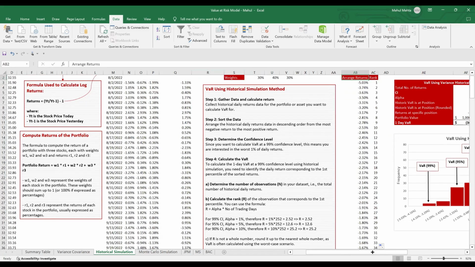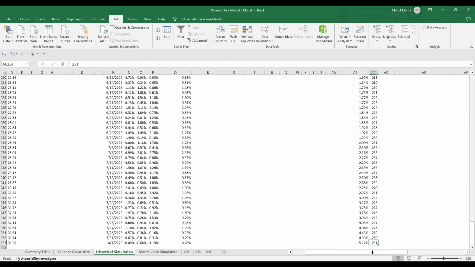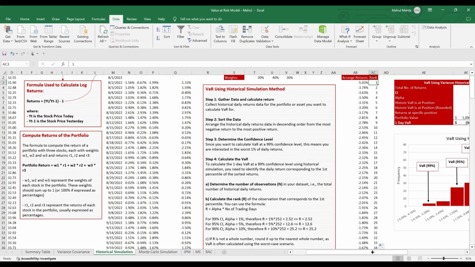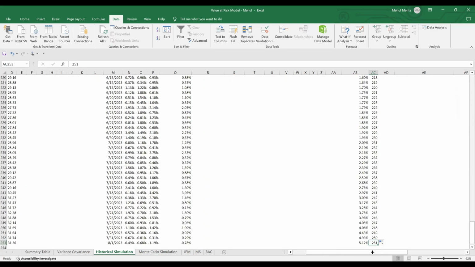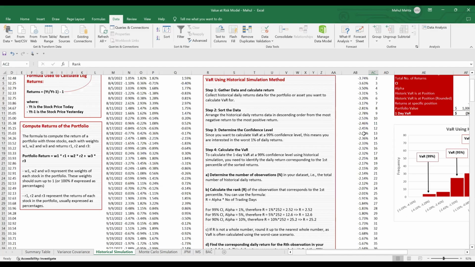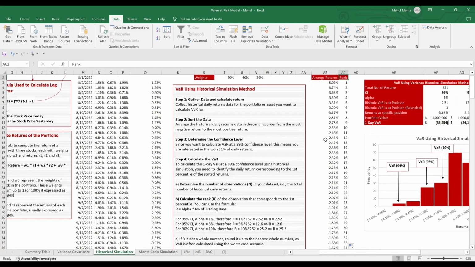If you see, the total number of data is 251, and the reason is that whenever we download stocks data, if we have taken 252 days of data, we'll always lose one day when we calculate the return. That is why we have a total of 251 days of data. So now we have arranged our series into ascending order.